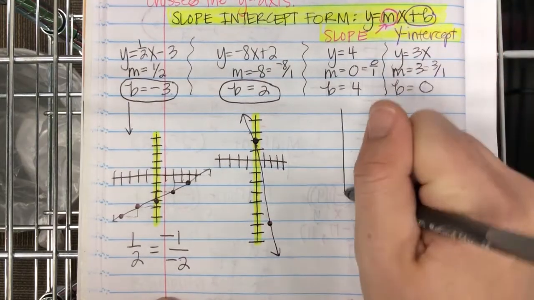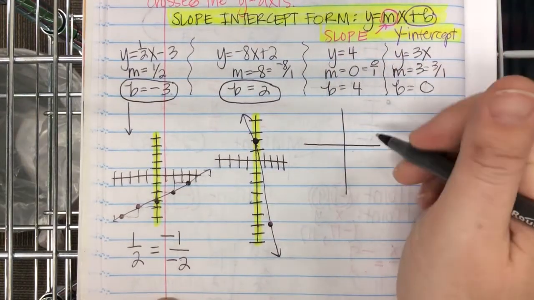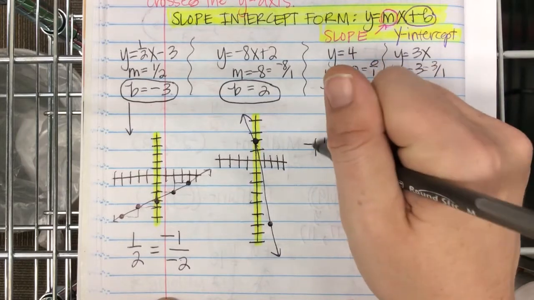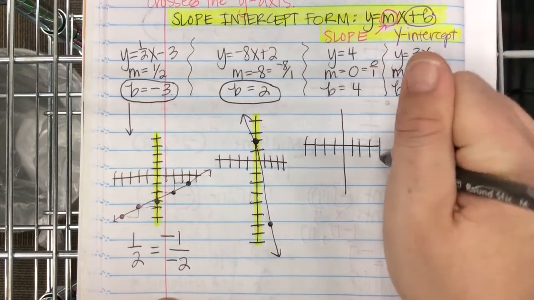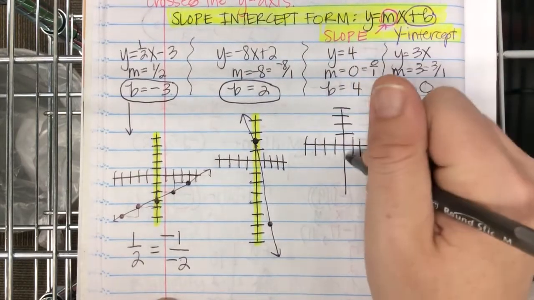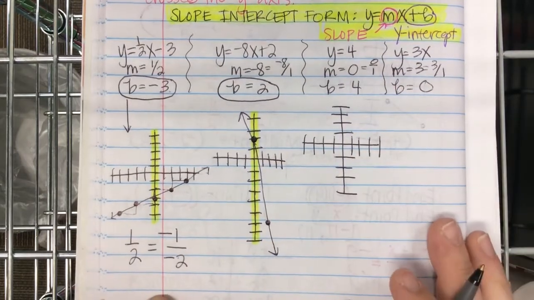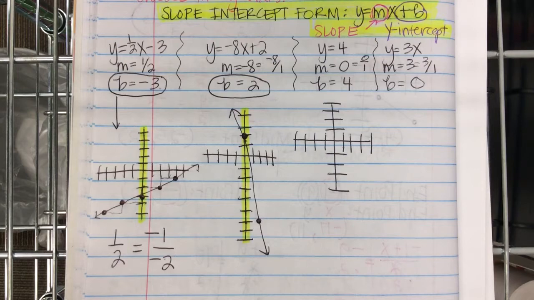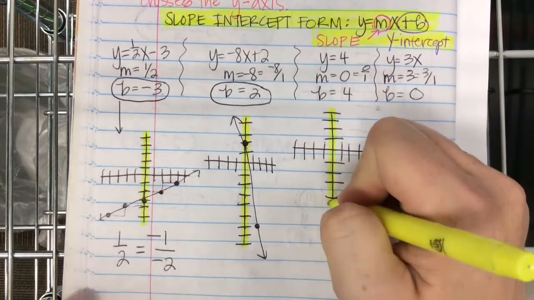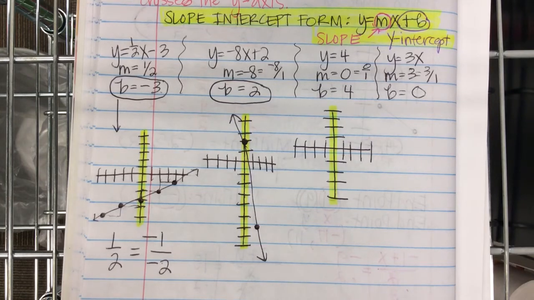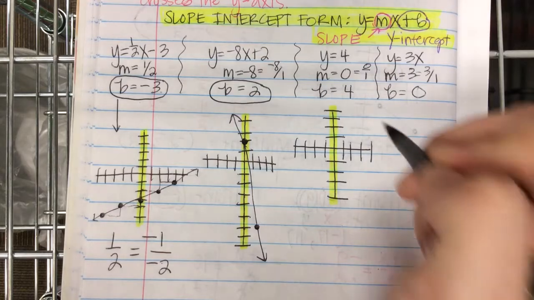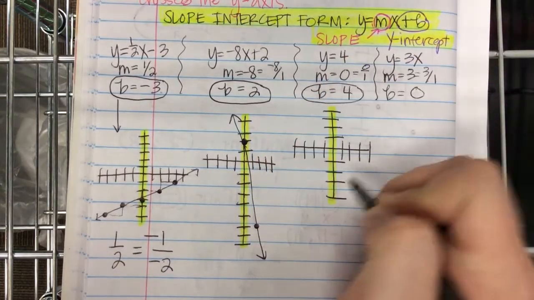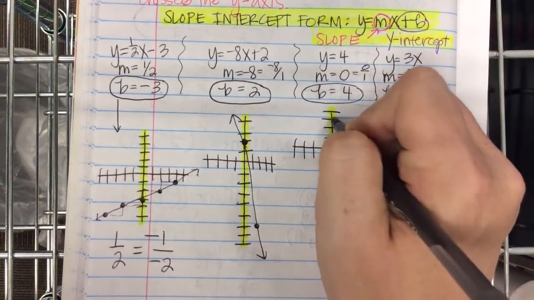Let's make another graph for y equals 4. You can do 4 to each side. And just like everything else, I start with my y-axis. Every other problem started the same way. You always go first to your y-intercept, which is 4. So I go up 4 and put a dot.